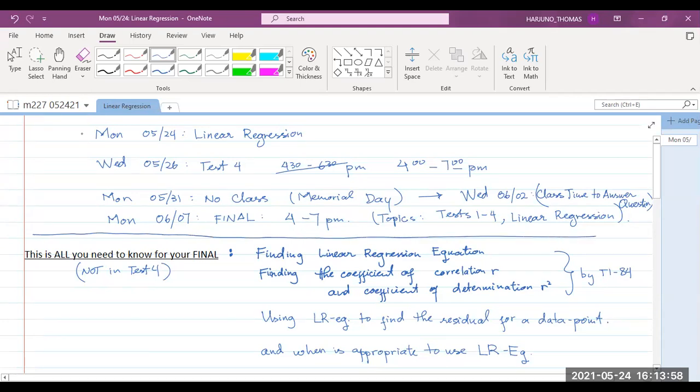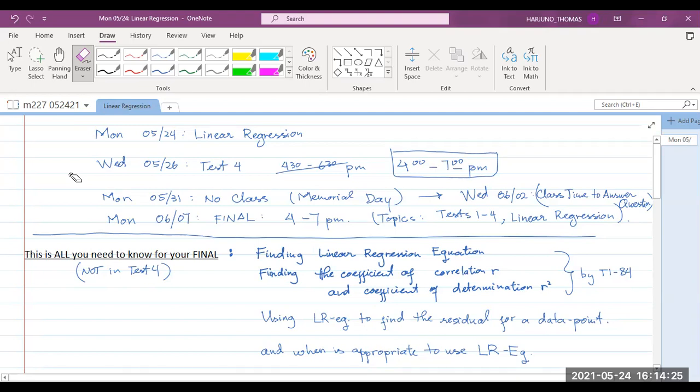This is our schedule. This is what we'll do today. This is your test on Wednesday. Please be aware of the time. I try to give you extra time. The test is supposed to be 2 hours. I make it 3 hours so that you have more time to actually write your work in a neat way. And then the Monday next week, we don't have class, because of Memorial Day.